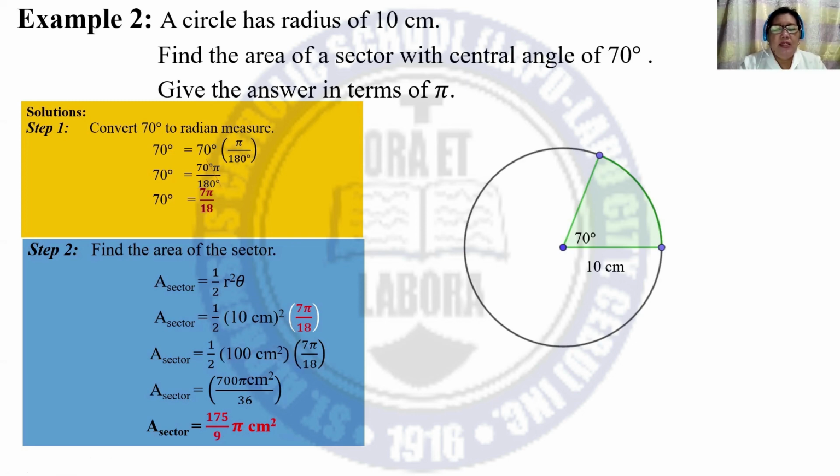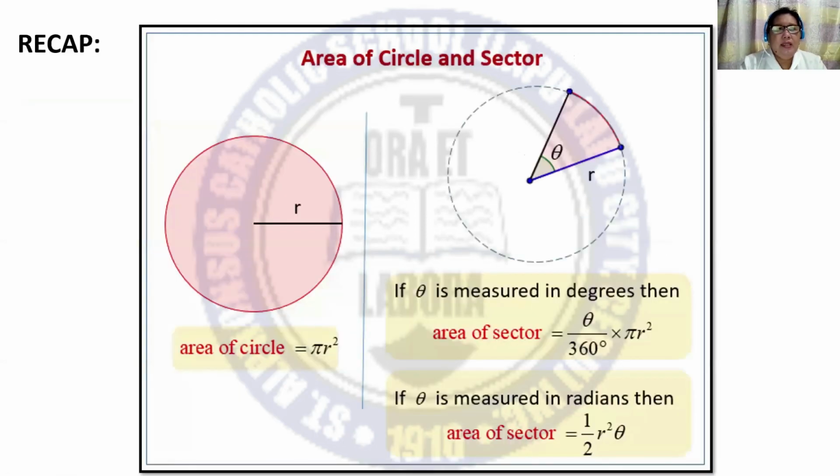Do you have questions? If there is none, let's recap. So the area of the circle and the sector. So the area of the entire circle is equivalent to pi r squared. If theta is measured in degrees, then the formula for the area of the sector is equal to theta over 360 degrees times pi r squared. And if theta is measured in radians, then area of the sector is equal to 1/2 r squared theta.